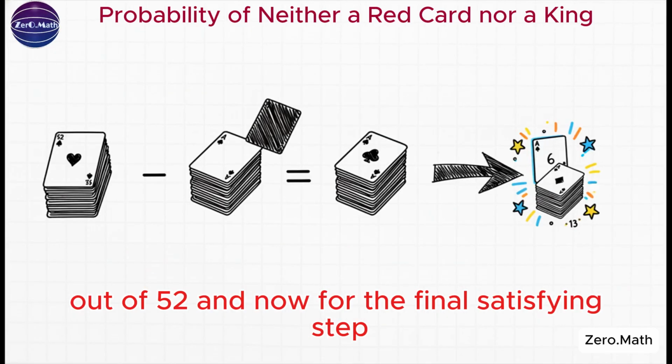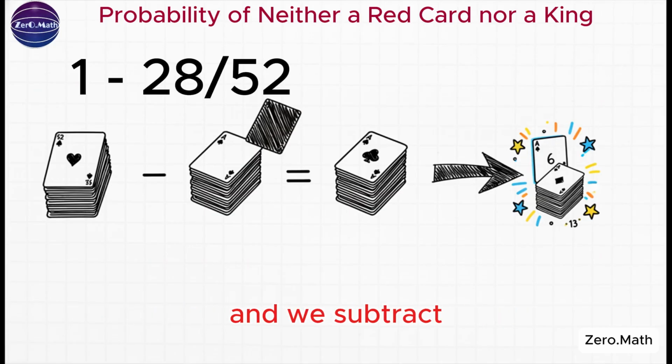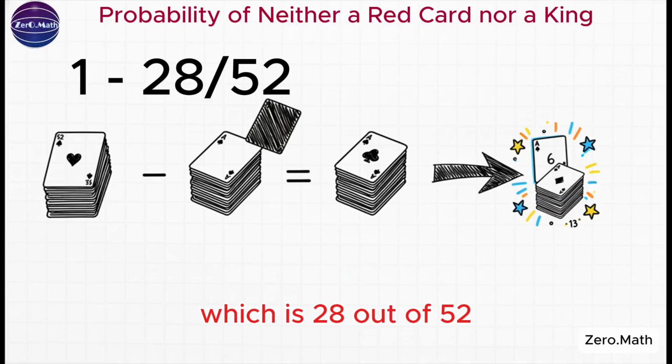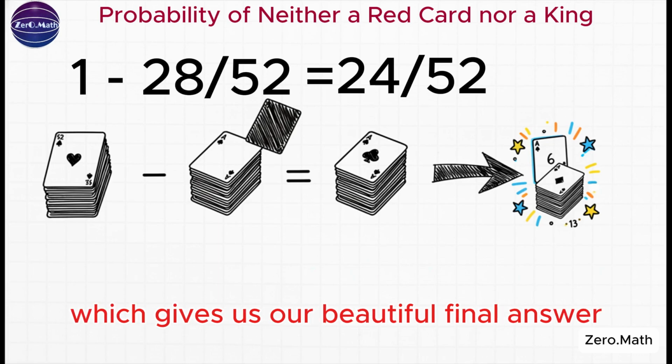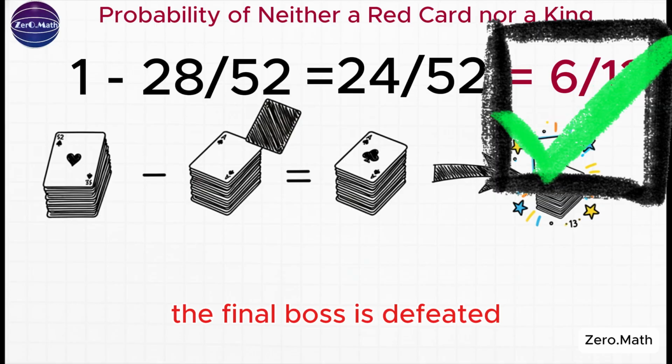And now, for the final satisfying step. We take our whole, which is 1, and we subtract the probability of the thing we don't want, which is 28 out of 52. That leaves us with 24 out of 52. And of course, we always simplify our fractions, which gives us our beautiful final answer, 6 out of 13. And just like that, the final boss is defeated.